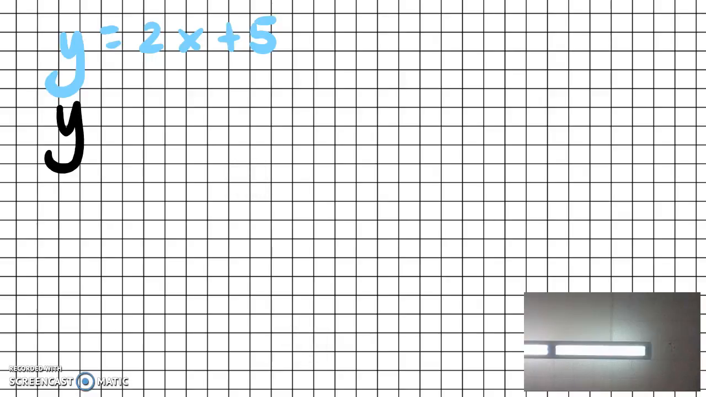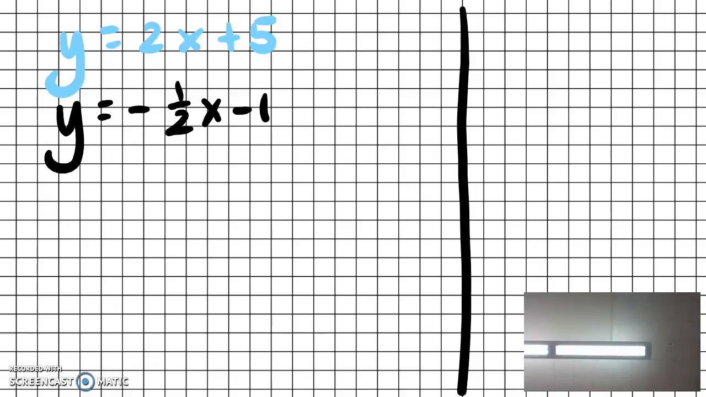Okay, and then we're going to do a system of equations. So we're going to do y equals -1/2 x minus 1. Okay, so we're going to graph this. Basically, we'd already have that done for you.